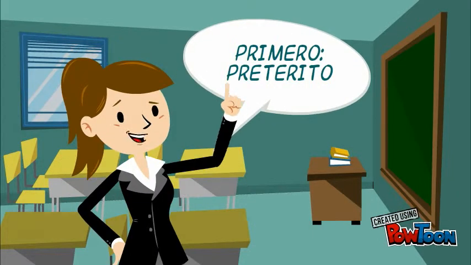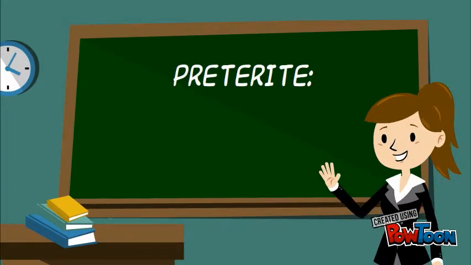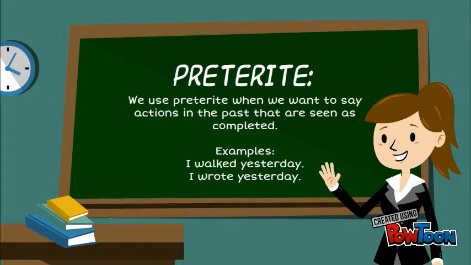First, we are going to talk about past preterite. We use past preterite to describe actions that are seen as completed. For example, I walked yesterday and I wrote yesterday.